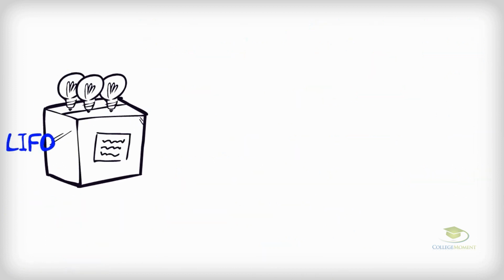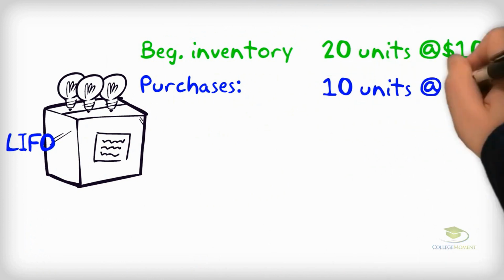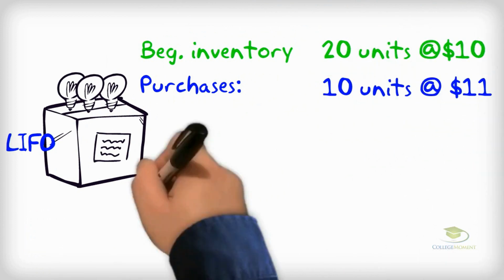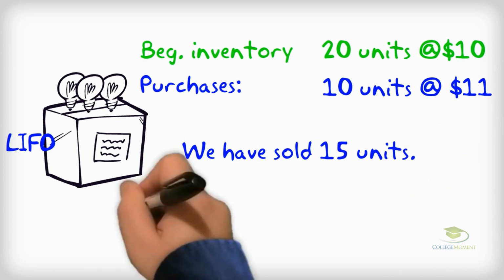Let's solve the same problem but now using LIFO. Using LIFO, we know that whatever we bought last is the first to be sold. The same beginning inventory and the same purchases. Find the cost of goods sold and the value of ending inventory.